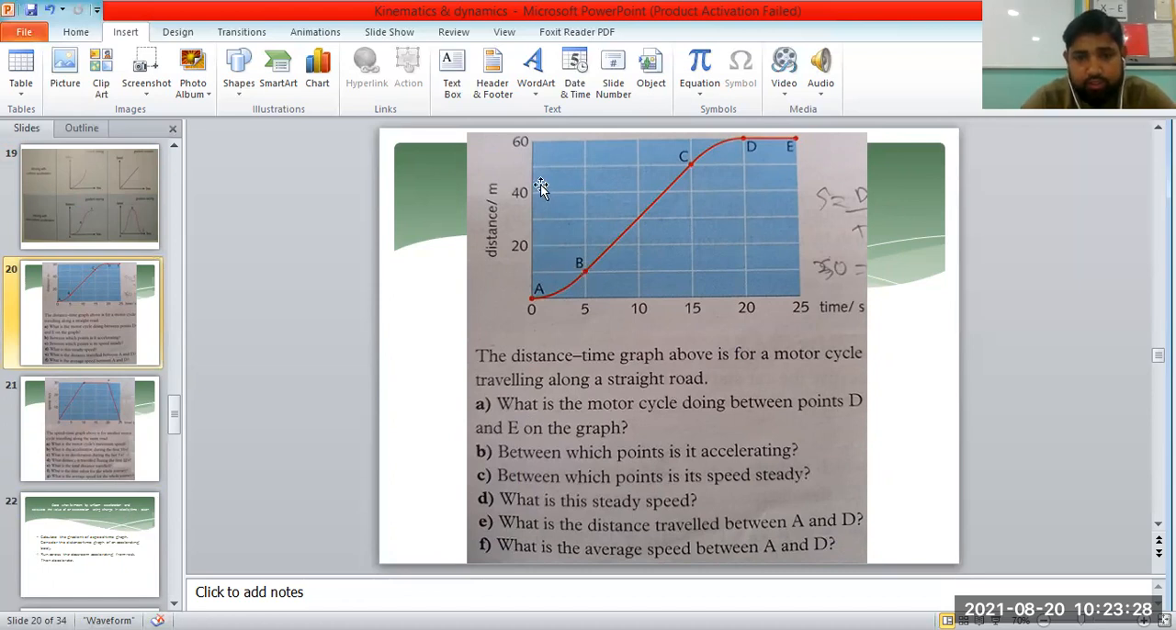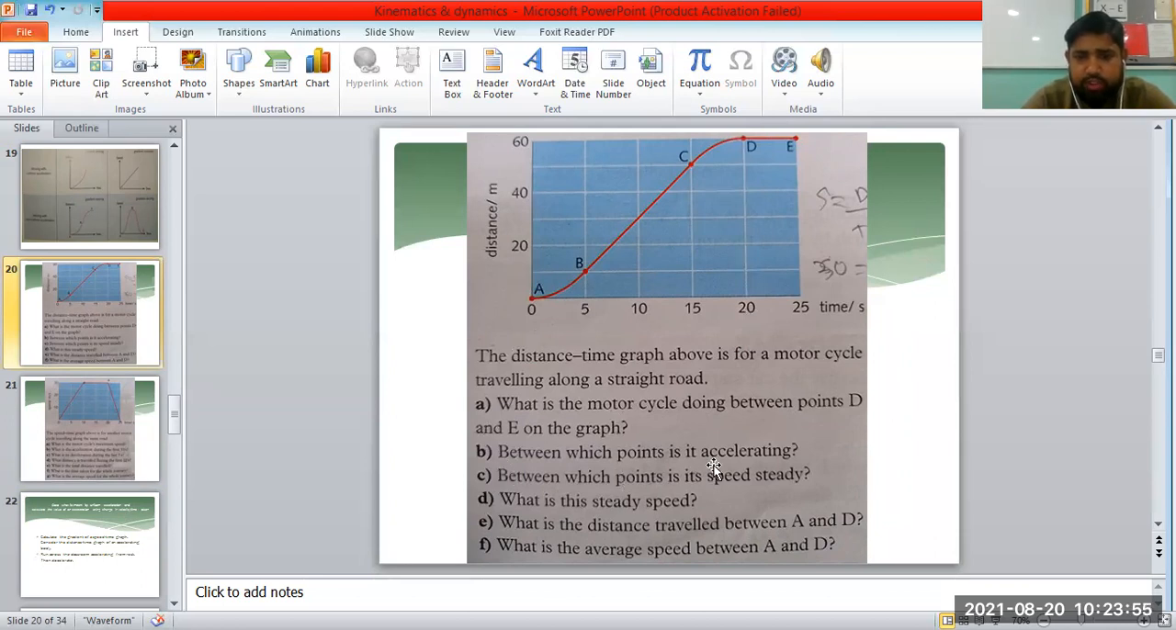So we have this graph line, distance against time, and we have marked some points here over a time of 25 seconds and a distance of 60 meters. So part A, what is the motorcycle doing between points D and E? Between D and E, we have a straight horizontal line. It means distance is not increasing between 20 and 25 seconds, so the object is stationary.